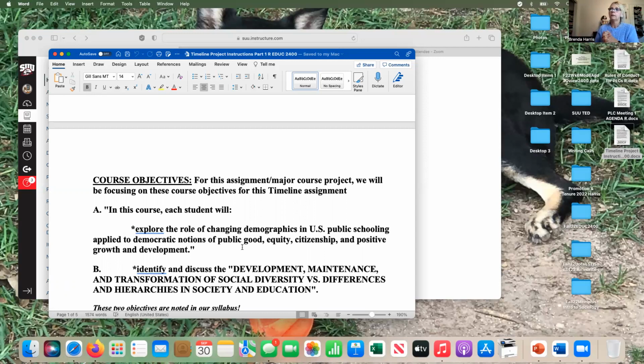We talk about that we're a democracy. So public good, equity, citizenship, positive growth and development, those are key topics that we're invested in the United States as a democracy, and schools are supposed to play a role in promoting those topics of public good and citizenship and equity for our rising generations, the next generations of Americans. So we need to know about that, because that's part of our job as teachers.